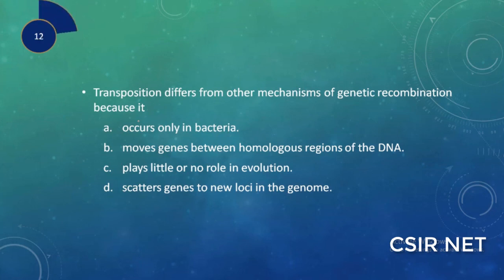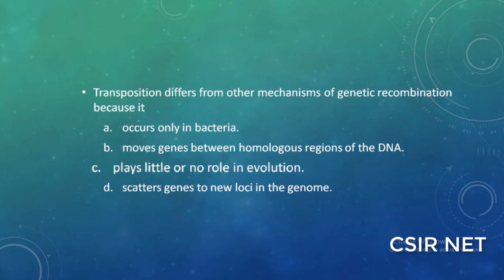Once again I am repeating the question. Transposition differs from other mechanisms of genetic recombination because how does it differ from genetic recombination? Think twice about each and every option. Your answer is C, it plays little or no role in evolution. Transposition does not have any kind of role in evolution.